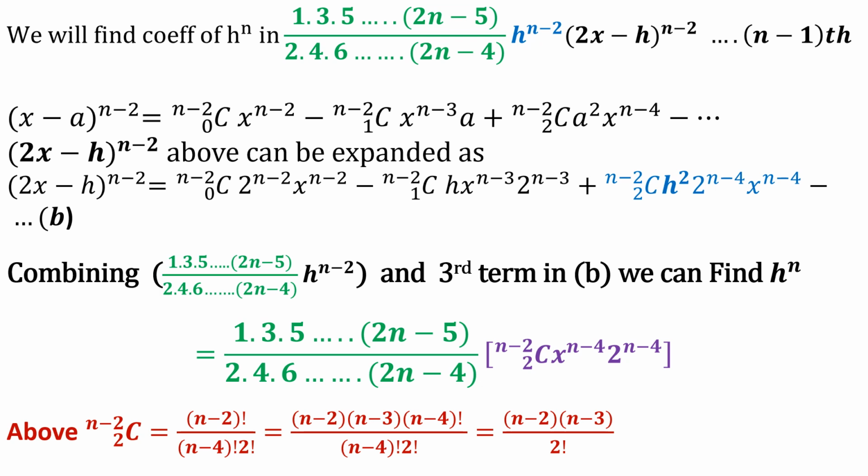So 1, 3, 5, 2n minus 5, so 2, 4, 6, 2n minus 4, like that, right? n minus 2, c2, h square, 2n minus 4, x n minus 4, already x n minus 2 already there. This h2 will be resolved there. So coefficient of h, h n will be this part only. Because h n is not recovered here because coefficient we are seeing. So now you can see n minus 2, c2, this will be the answer.